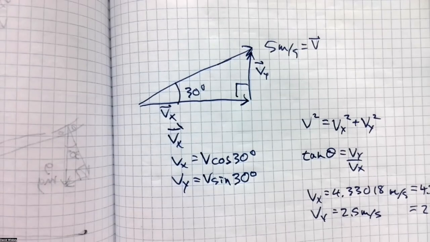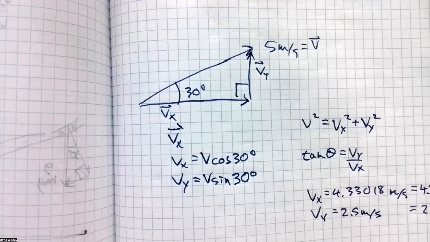Okay, let's take another vote. How many people think it's A? What about B, C, D, or E? Well, in this one, the correct answer is D because we can only use the magnitude of those components.